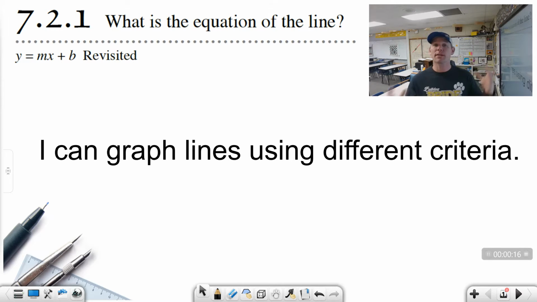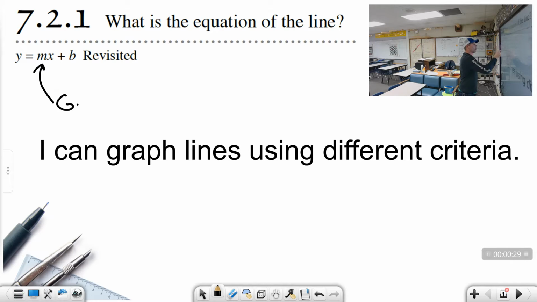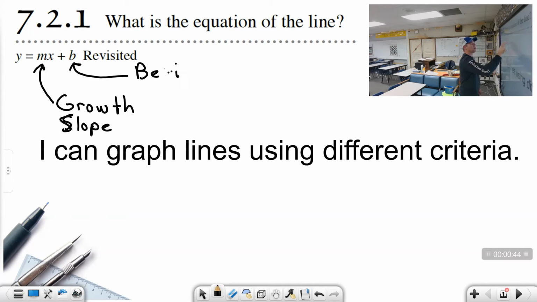Remember, we're going to go back to information that we've learned and continue to apply it in new ways. If you need to write this down, you can. M is the growth. Growth is always in front of the x. Another word for that would be slope. Growth and slope, they are the same thing. B is my beginning value. Okay?